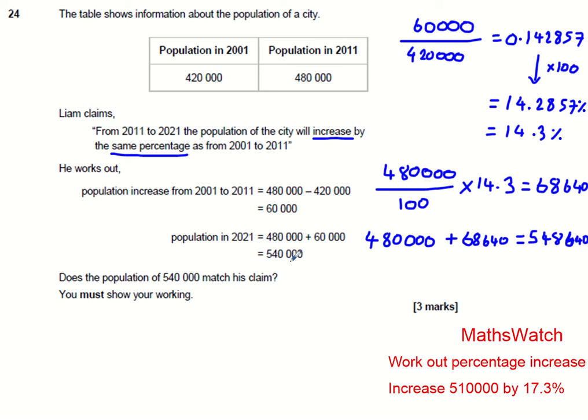Is that number the same as 540,000? No. They're not the same number, therefore the population of 540,000 does not match his claim.